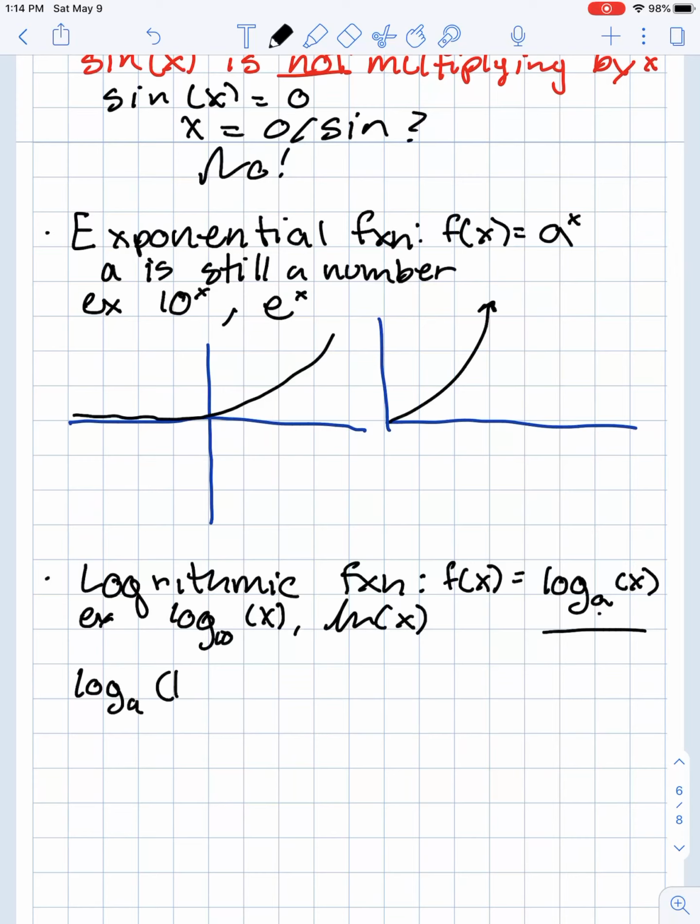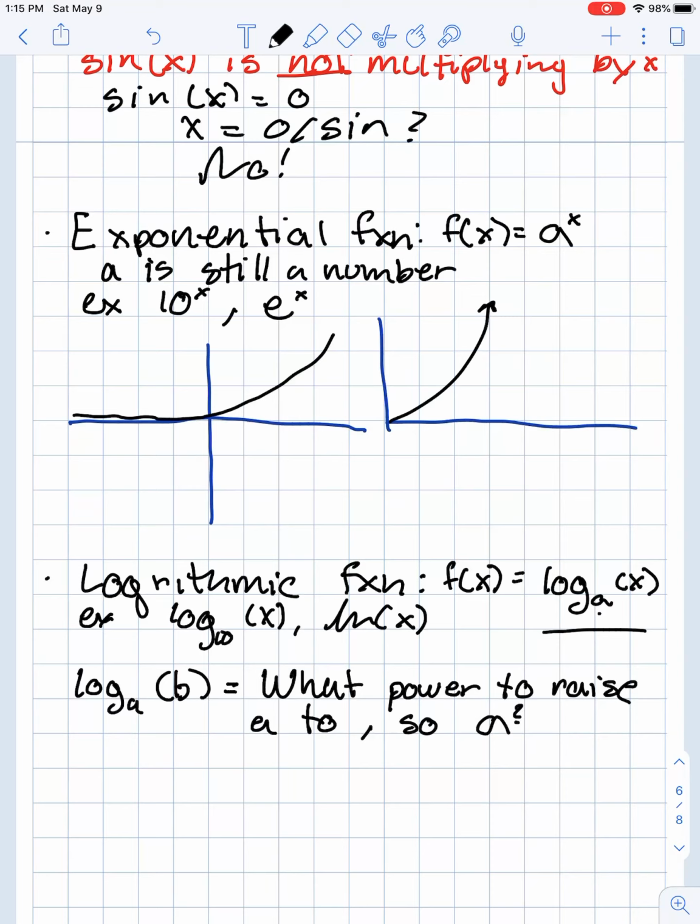So if I have log base a of b, that's going to equal, oh my god, Mackenzie, can you spell to save your life? Probably not. What power to raise a to, so a to the question mark equals b.